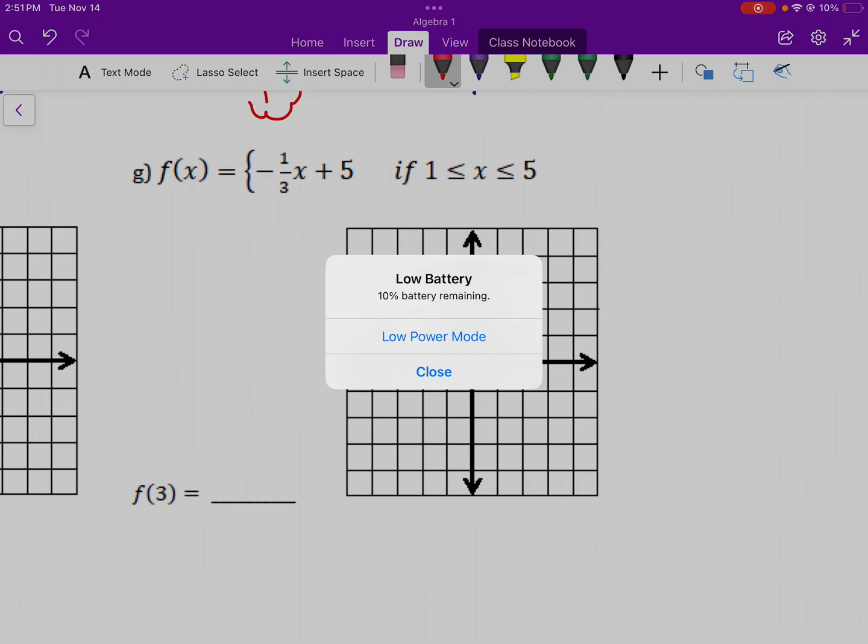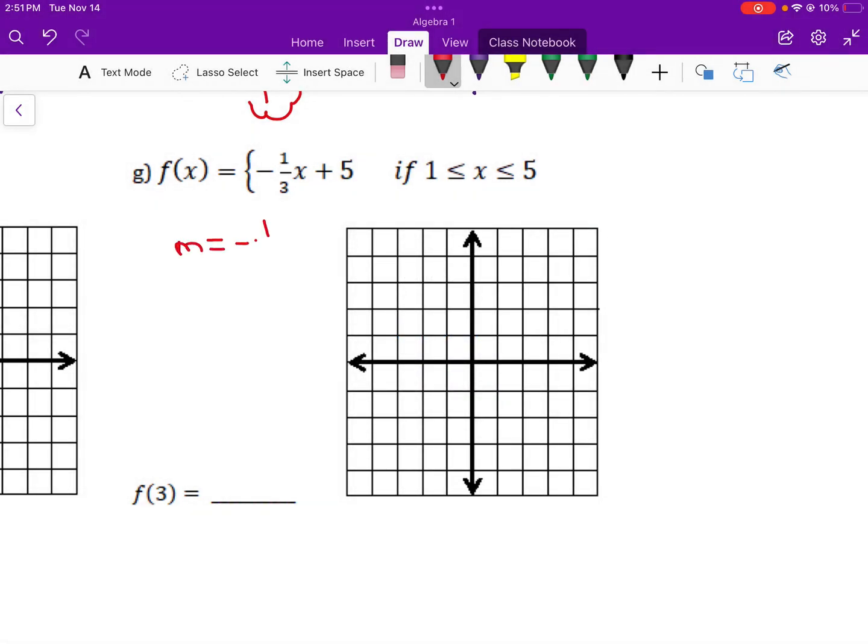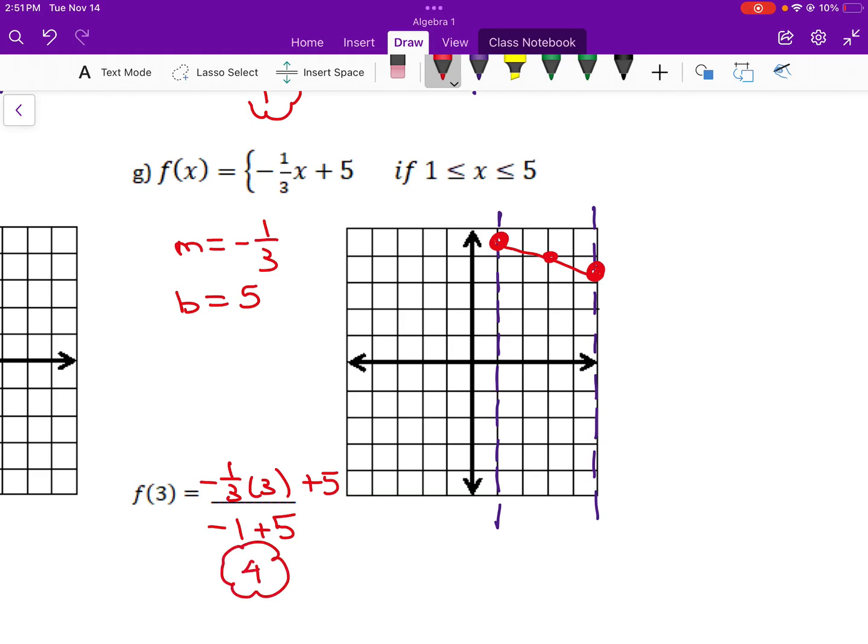The next one here, we have an m of -1/3. B is 5, so 1, 2, 3, 4, 5. Down 1, right 3, down 1, right 3. I'm cutting between 1 and 5, so it's just a tiny snippet. It's going to be closed on both boundaries, closed here and closed here, and we're just approximating and connecting the two, erasing the excess. F at 3 then is -1/3 of 3 plus 5. That's -1 plus 5, which is 4. And there we have it, guys.